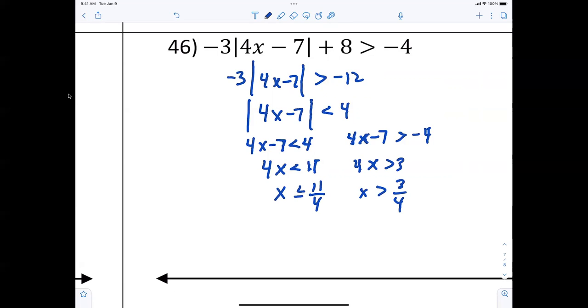Why did you put a line under the first, under the less than sign? Oh, I didn't. Oh, thank you.